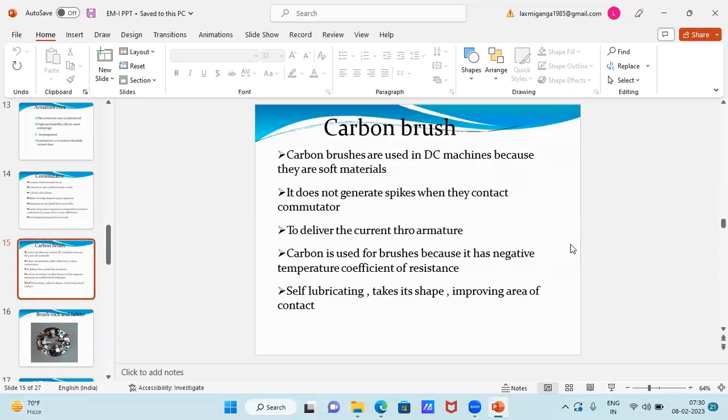So generally the carbon is made up of thin layer of mica.